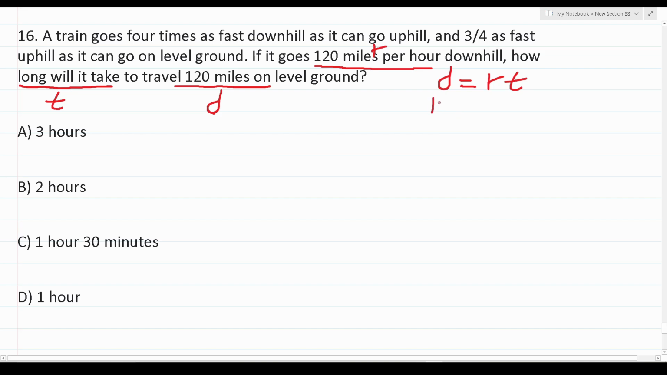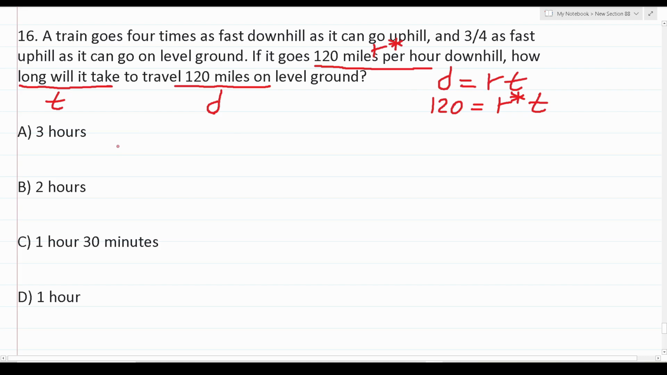Again, we know D is 120 equals R. Let's think about this for a second. We're told the rate of the train as it goes downhill, but we're trying to figure out how long it takes to go on level ground. So we actually can't use this rate as it is. We have to convert this 120 miles per hour downhill to be a rate in terms of going across level ground. So I'm going to put a little asterisk next to this to indicate we're going to have to make a conversion here. And then, of course, we're solving for t. All right, so let's make this conversion so we can quickly figure this one out.